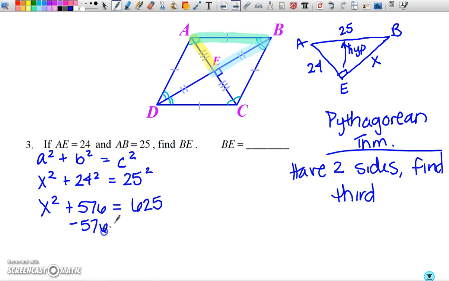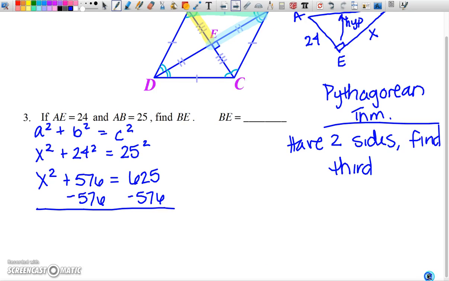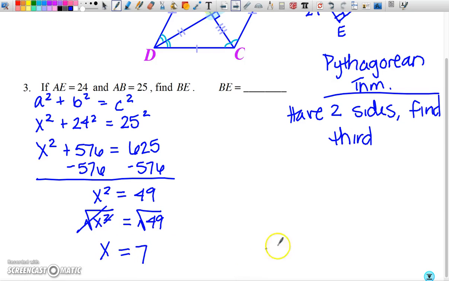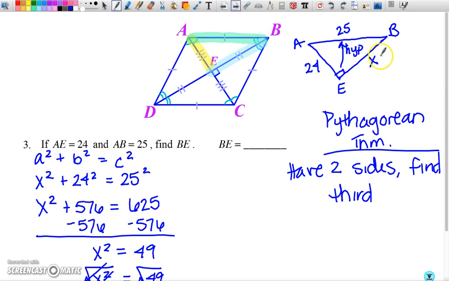Subtract 576 from both sides of your equation to get x squared equals 49. So x squared equals 49. Take your square root of both sides of your equation so that your square and your square root cancel, leaving you with x, and you get 7. And since 7 is what our information is asking us for, we go ahead and write our answer there, and we are done.